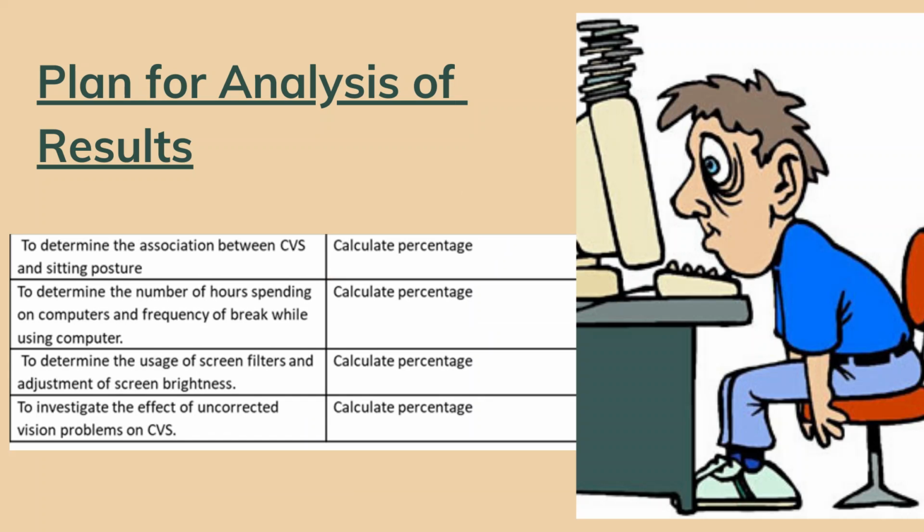Moreover, we are using the same method, which is to calculate the percentage, to determine the association between CVS and sitting posture, the number of hours spent on computers and frequency of breaks while using the computer, and also to determine the usage of screen filters and adjustment of screen brightness, and lastly, to investigate the effect of uncorrected vision problems on CVS.